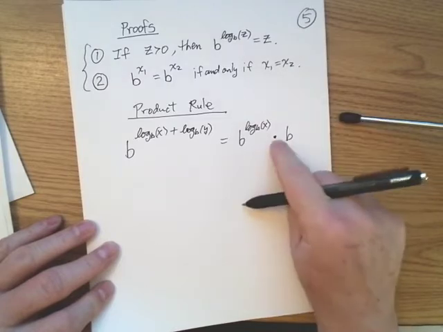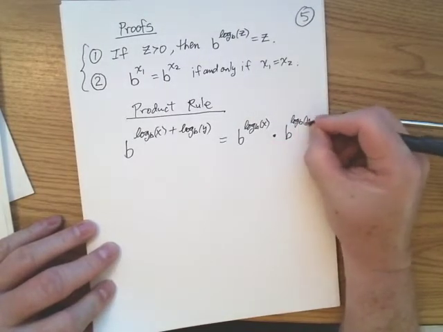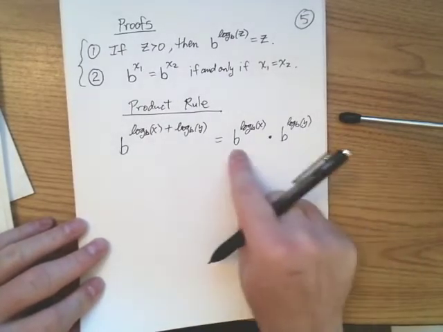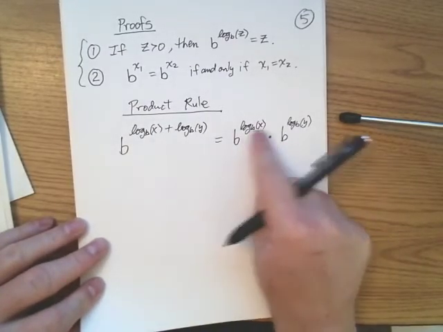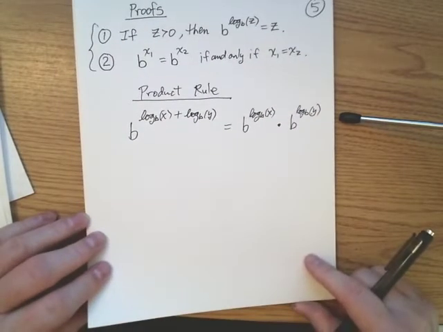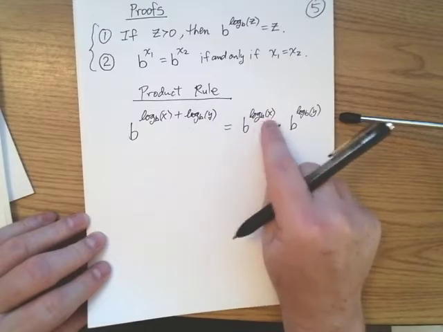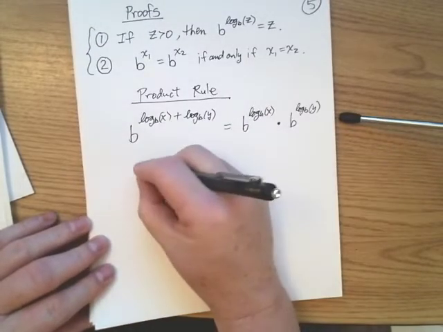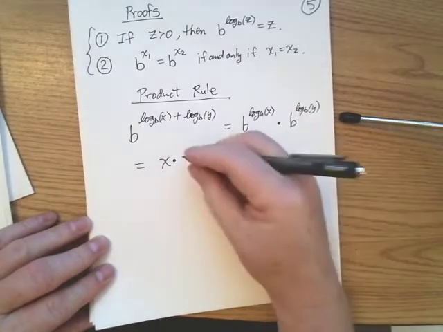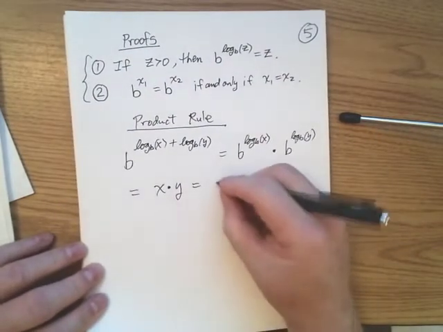This is times there, right? Wouldn't this be a valid equal sign? Sure it would. If I multiply these two together, because they have a common base, I just add the exponents. Well, that's just what I have over here. Now, wait a minute. b to the logarithm base b of x, that's just x. So this is x times, well, same thing here. That's just y.